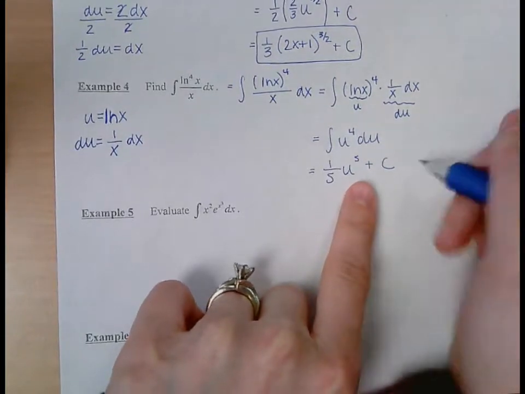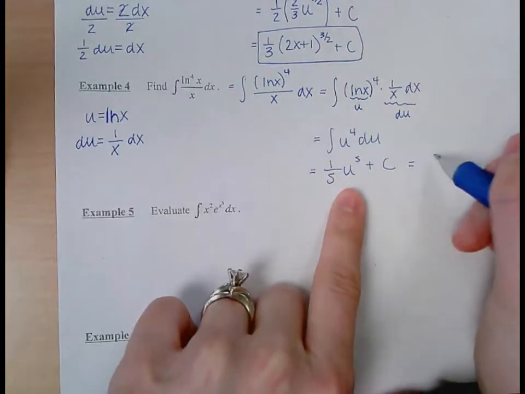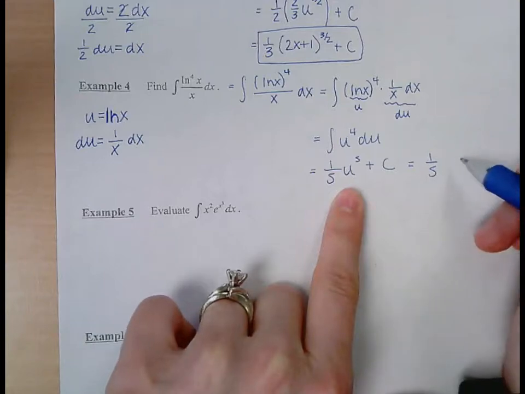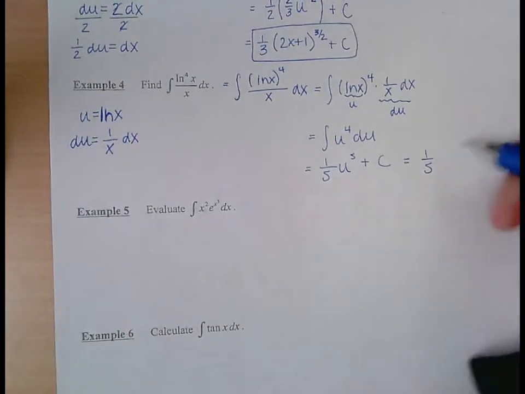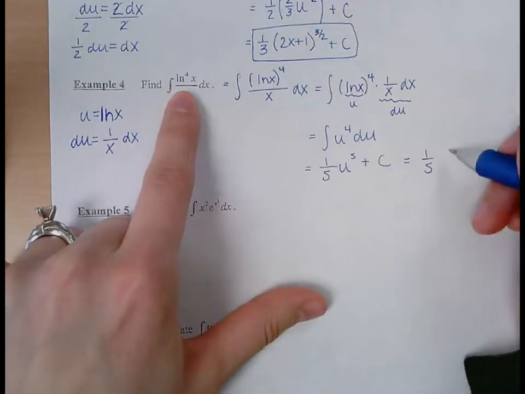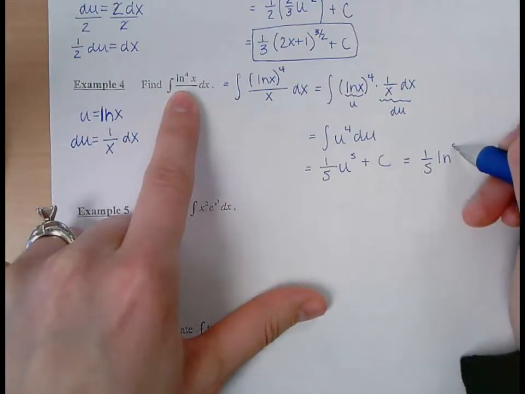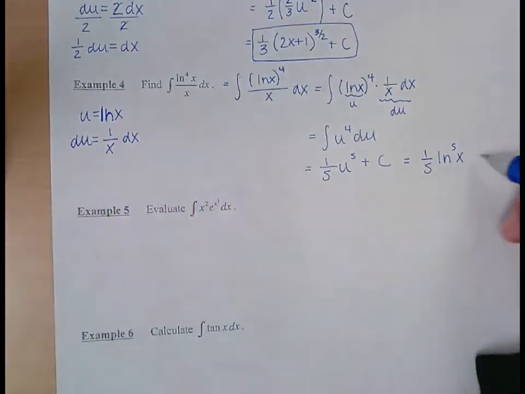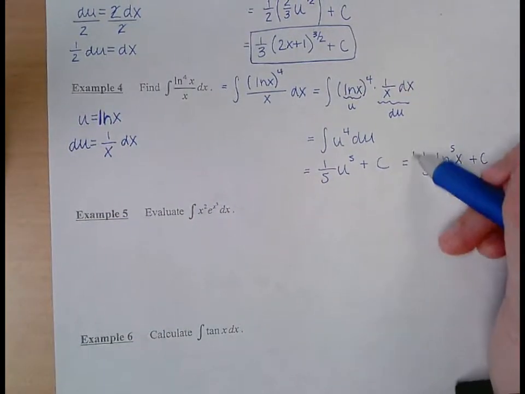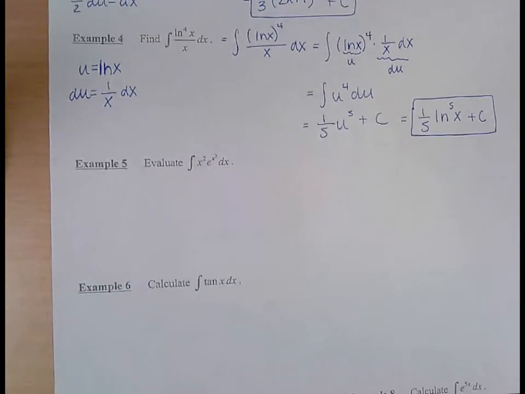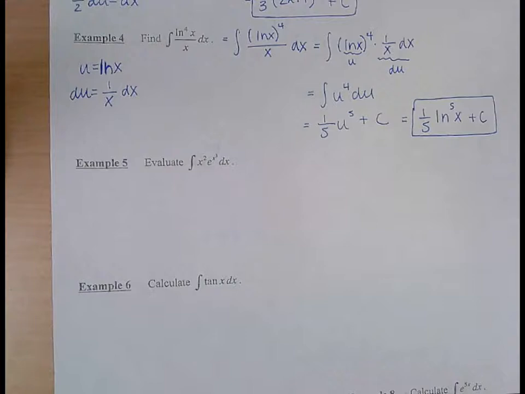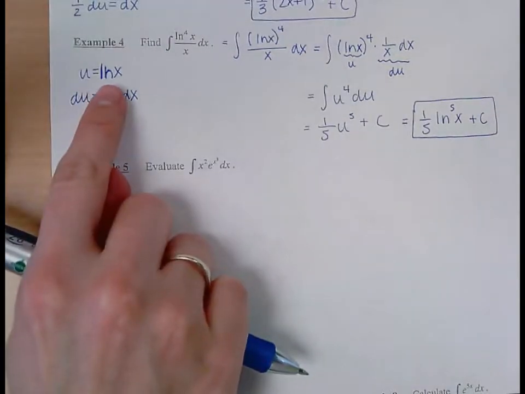Okay, and then I have to replace, so I have 1/5, and then you could write this as the quantity natural log to the 5th, or the way it was kind of written in the problem, you could write it this way, natural log to the 5th of x plus c. If you left it as the quantity natural log to the 5th, that's fine. Wait, so did you put u into x? U was natural log of x.